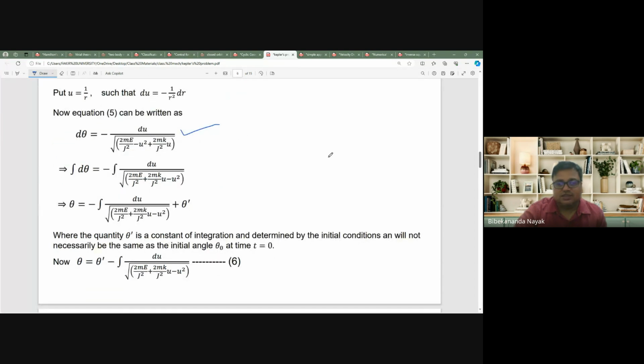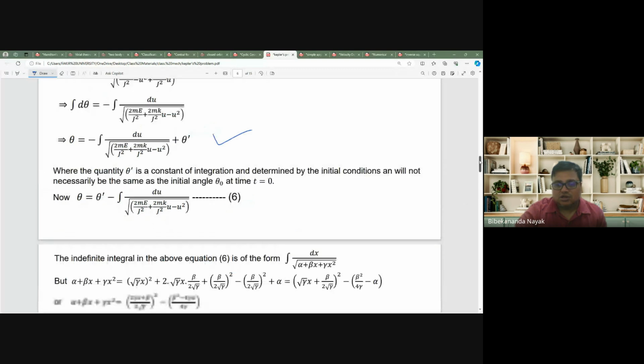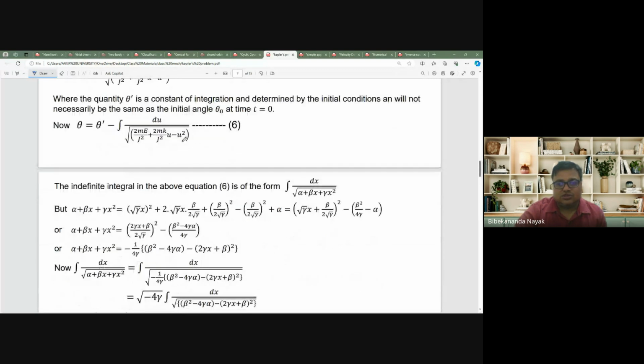Integrating this, we get theta is equal to minus this. Theta prime is a constant of integration, so theta becomes theta prime minus this. But what is this equation? If you take 2mE by j square, 2m by j square into u minus u square, it is quadratic in u, just like alpha plus beta x plus gamma x square, where x is u.